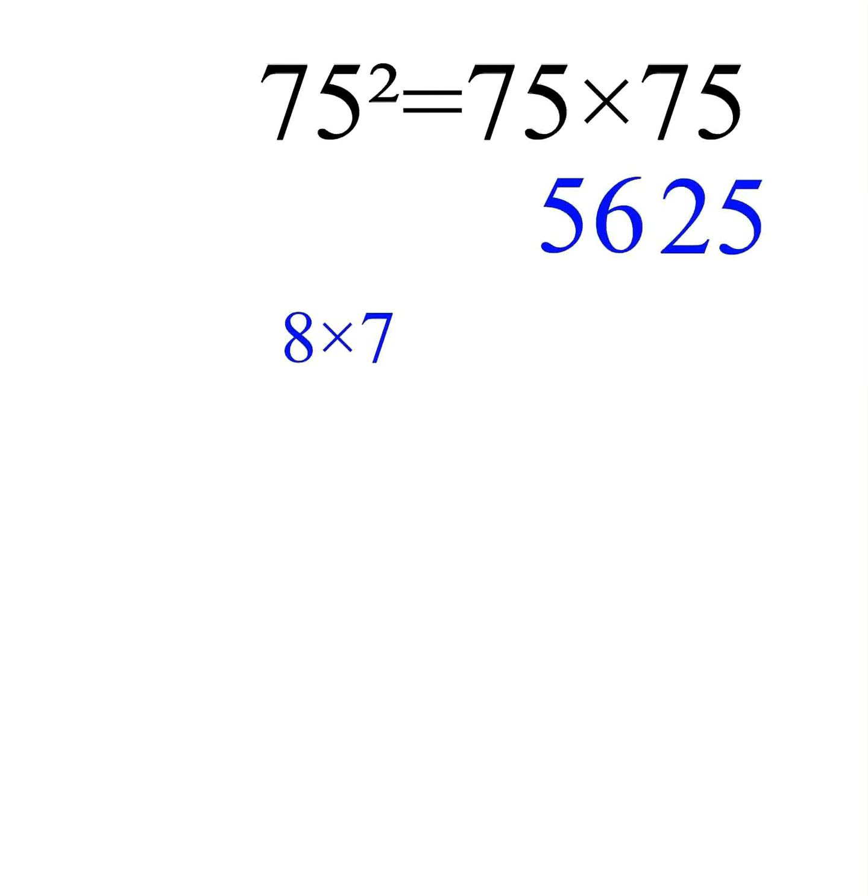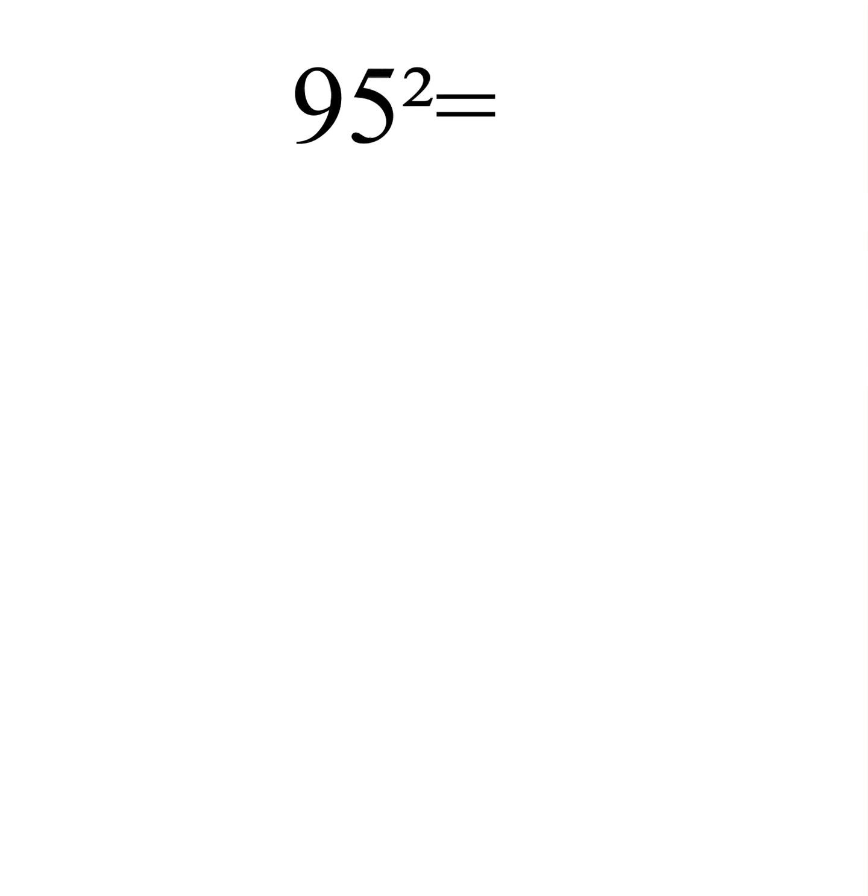Let's have another one. What is 95 squared? As before, we write down 25 and we multiply 9 into its next integer, which is 10. So the answer would be 9025. Okay. It's a bit harder example.